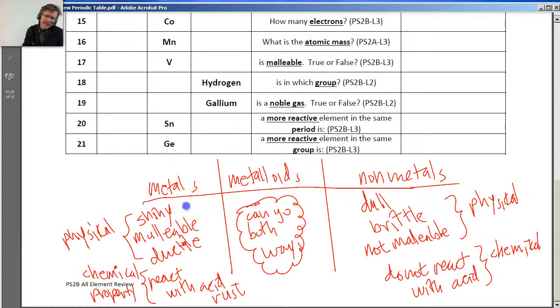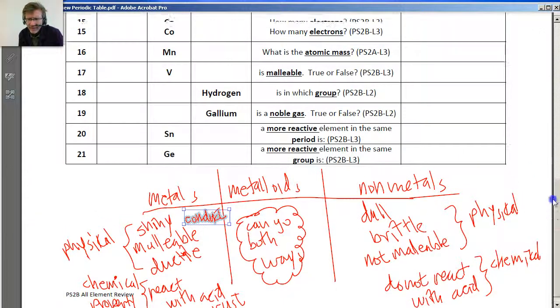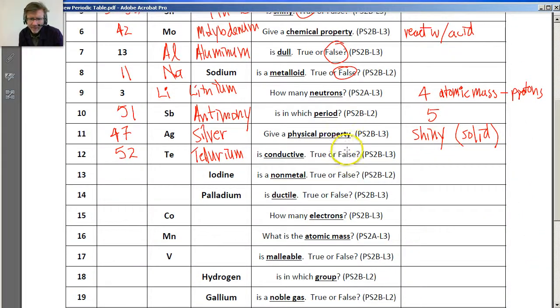Conductive. It's also a physical property. Conductive is. But you know, when you're a metalloid, you could go either way. So you know what? We have to say that we don't know, or false, because it's a metalloid. So let me just put a reason here. Metalloid.